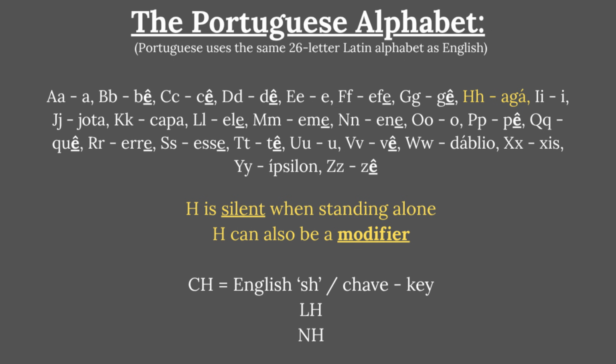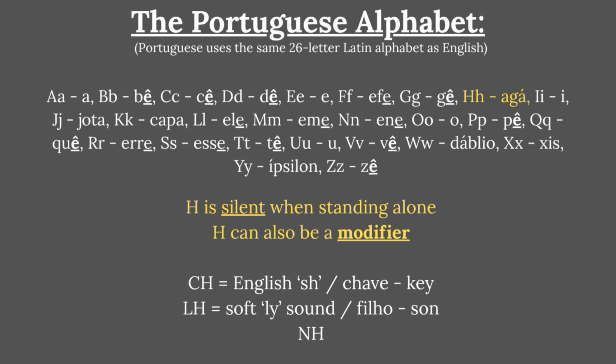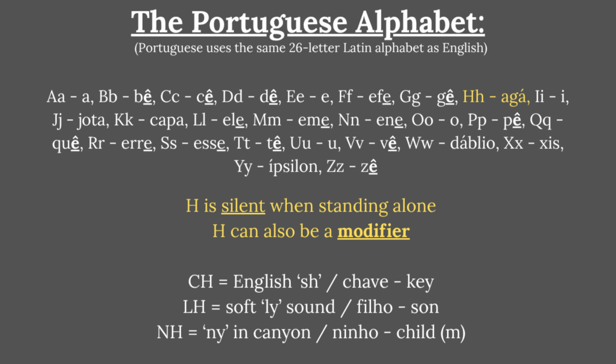C plus H makes the sound sh, like in chave. L plus H makes a soft lie sound, like in filho. N plus H sounds like the n in canyon, as in the word ninho.